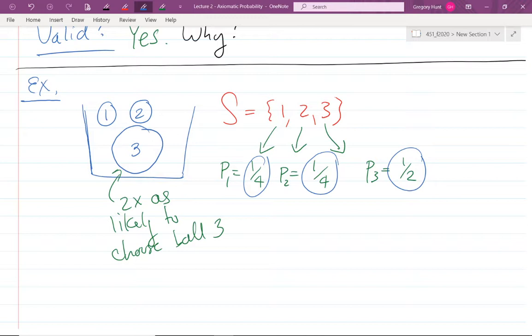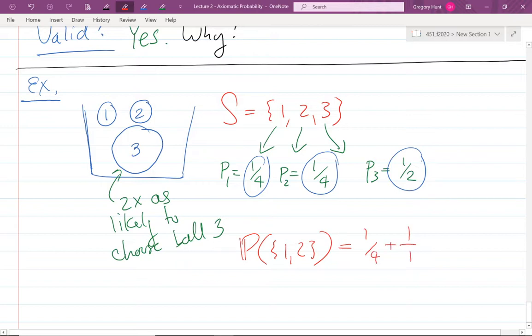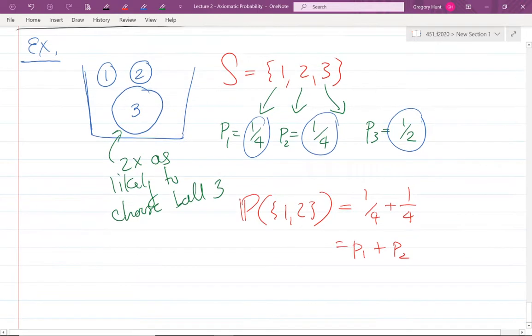And if I want to, say, calculate the probability of a certain event, maybe I want to calculate the probability of choosing ball 1 or ball 2. So that's the probability of the subset {1, 2}. What would I do? I would say it's 1/4 plus 1/4. So I'm going to add together P1 plus P2. So to calculate the probability of any event, I'm just going to add the p sub i corresponding to the elements of the event.